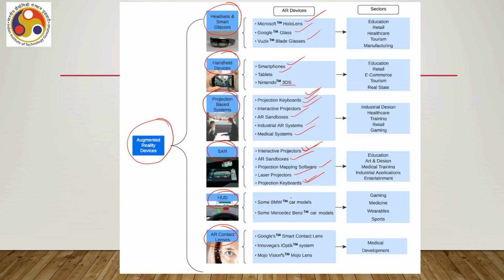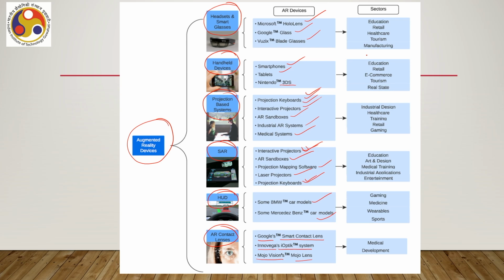Then we have head up displays, typically found in cars. Nowadays, high end cars are coming up with such head up displays. And the latest technology being explored for AR systems is the contact lens. Several research works are ongoing by Google, Innovega, Mojovision's MojoLens, Innovega's iOptic system. These are some examples of such contact lens work going on.